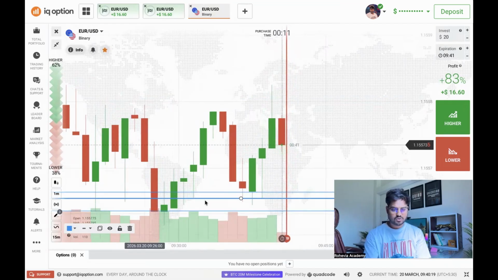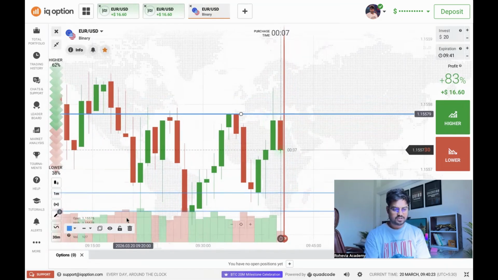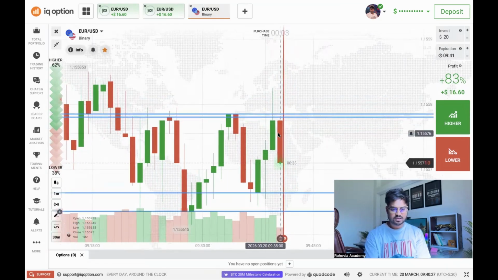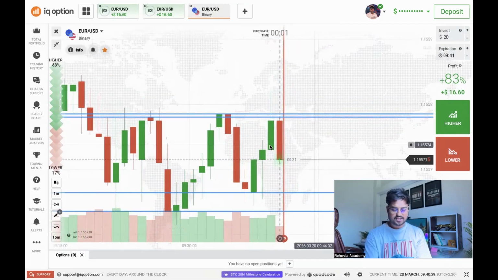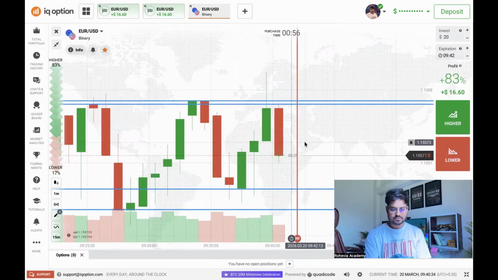Let's mark a zone again. Like this is the zone. This is our seller's zone, right? This is our seller's zone. Now here I can see that sellers are trying to move down. Very strongly sellers are trying to move down.